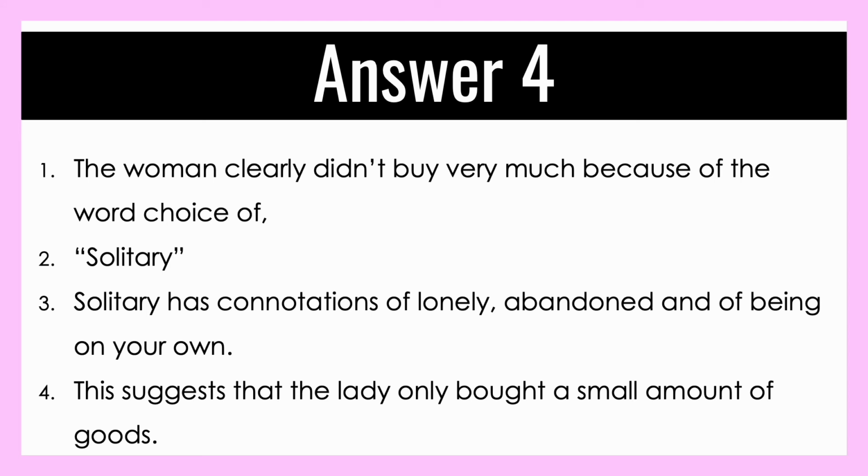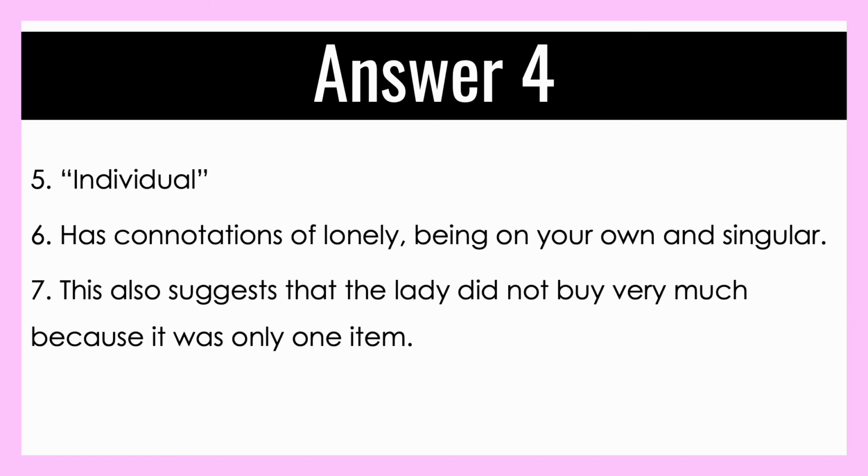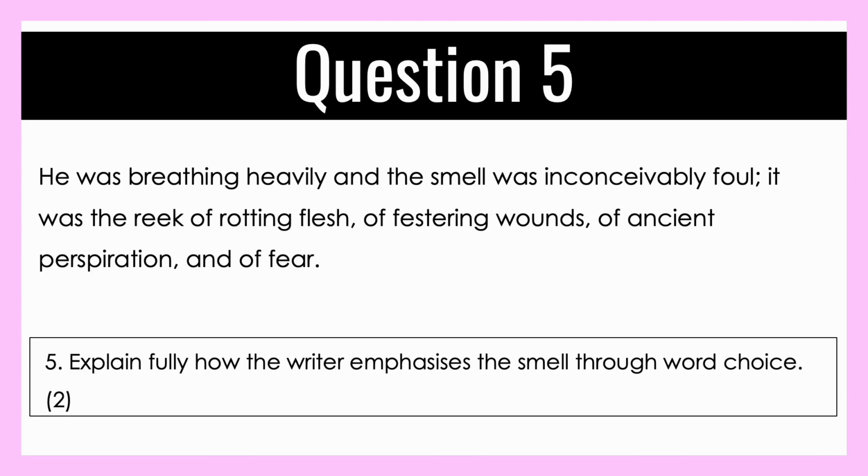Answer 4. The woman clearly didn't buy very much because of the word choice of solitary. Solitary has connotations of lonely, abandoned, and of being on your own. This suggests that the lady only bought a small amount of goods. Or individual has connotations of lonely, being on your own and singular. This also suggests that the lady did not buy very much because it was only 1 item. Alright, so either of those would have gotten you your 2 marks. Let's move on to the final question of the video.